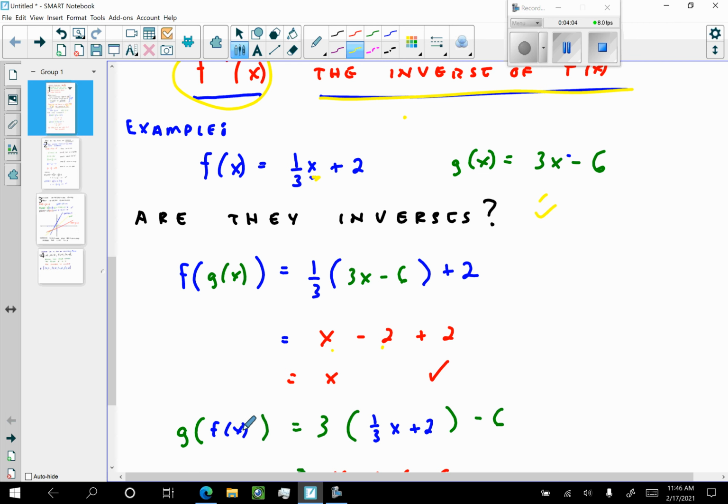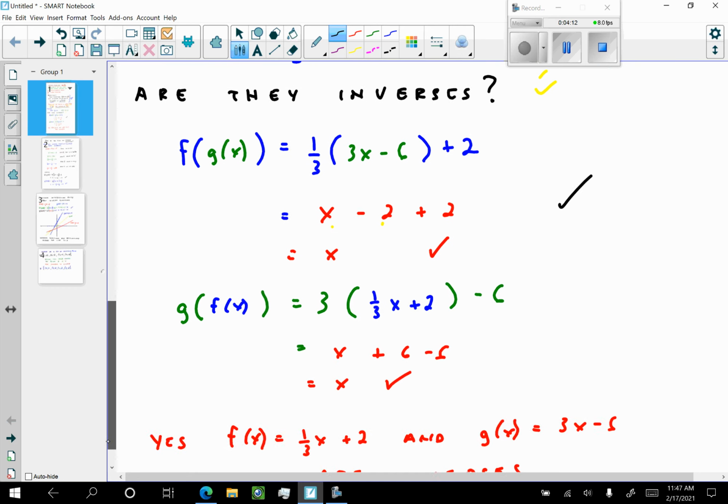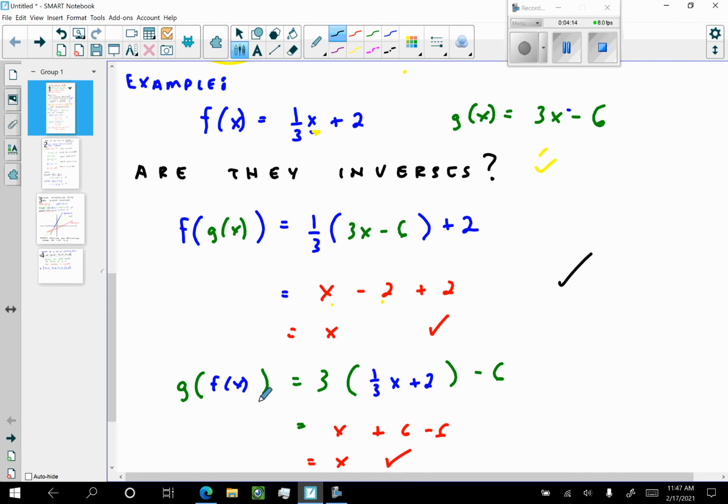Now let's do g of f of x. You should be handy at doing this because we did it so much last week and early in the week. So now we're going to do g of f of x. Wherever I see x in g, I'm going to put f. So here's my x right here. I'm going to put f in there, 1/3 x plus 2. This is f.